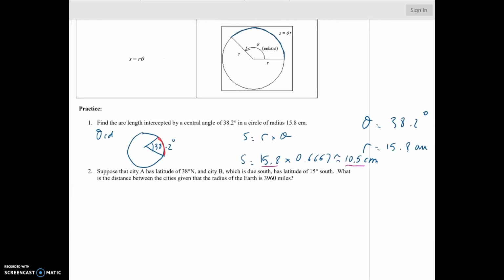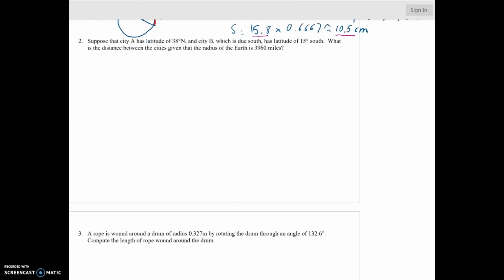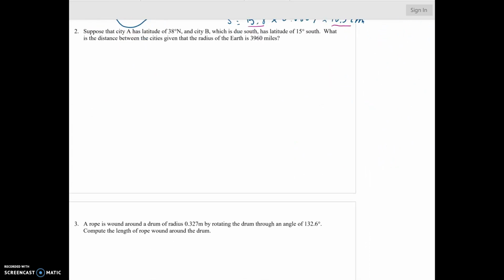Let's try to do problem number 2. In this problem number 2, it's all about having a good representation of what we have. So first, let me draw the picture and then I will get back to you.